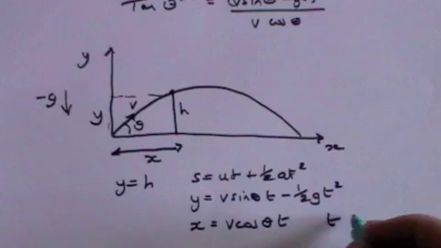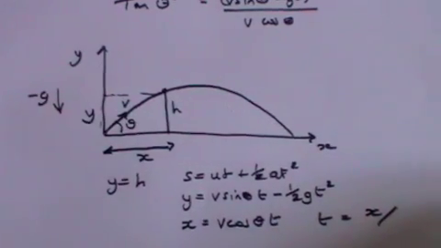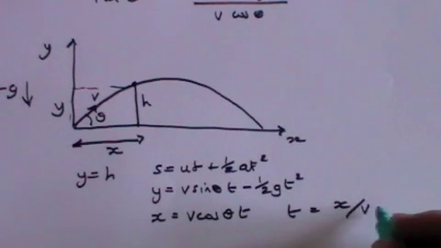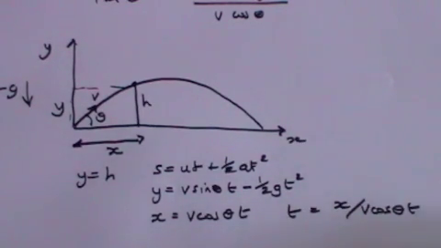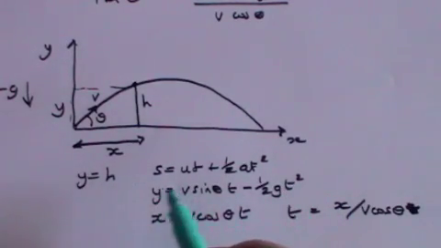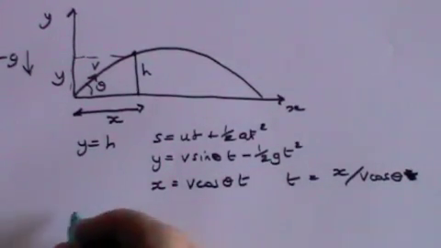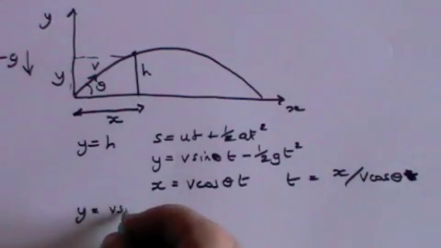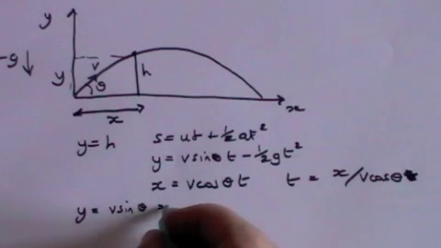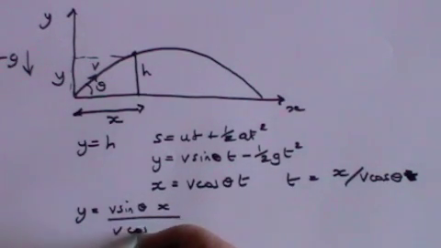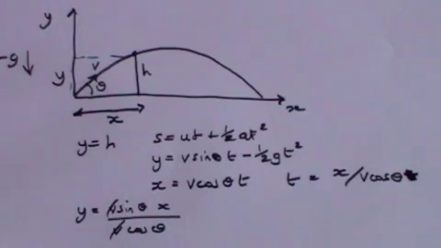And that means that time is equal to x divided by v cosine theta. So t is x divided by v cosine theta. Now we put that t in this equation here. It's going to look a little bit horrible, but let's go with it and see where we get. We get that y equals v sine theta times t, but t is x over v cosine theta. So immediately you can see that the two v's cancel.